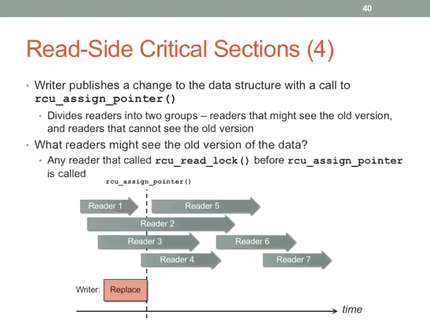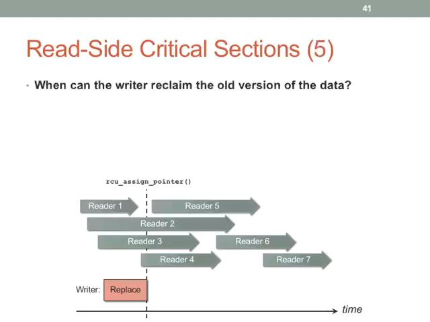So what readers might see the old version? RCU read lock falls before the writer calls RCU assign pointer. When can the writer reclaim the old version of the data? Just looking at the picture conceptually, when can the writer reclaim the old version of the data? If your arrow starts before the line, you look at whose arrow is the longest. When that arrow ends, that's when you're allowed to reclaim the data. Does that make sense?